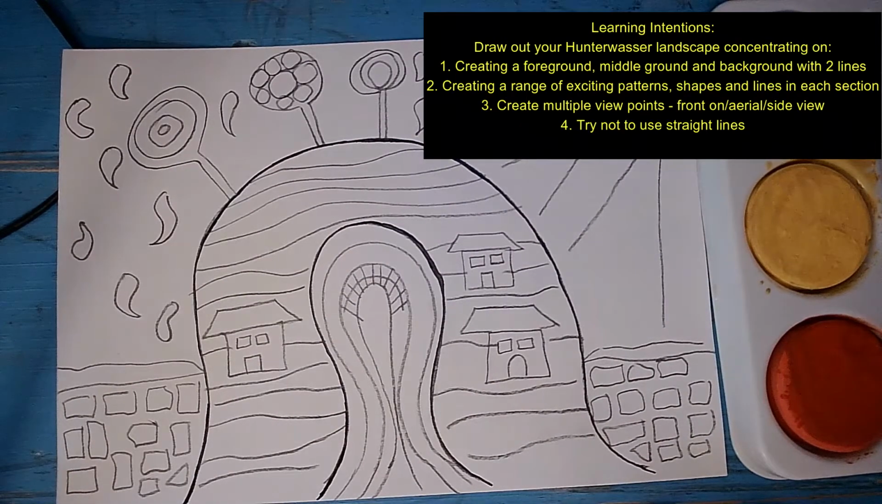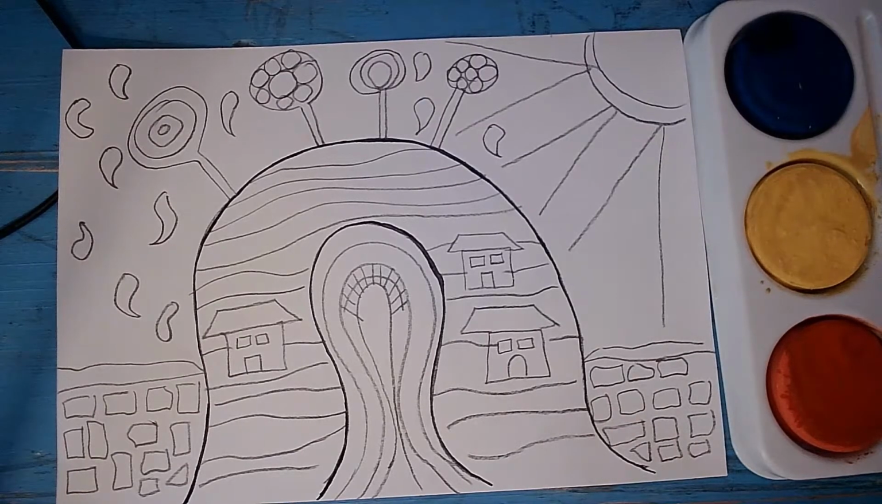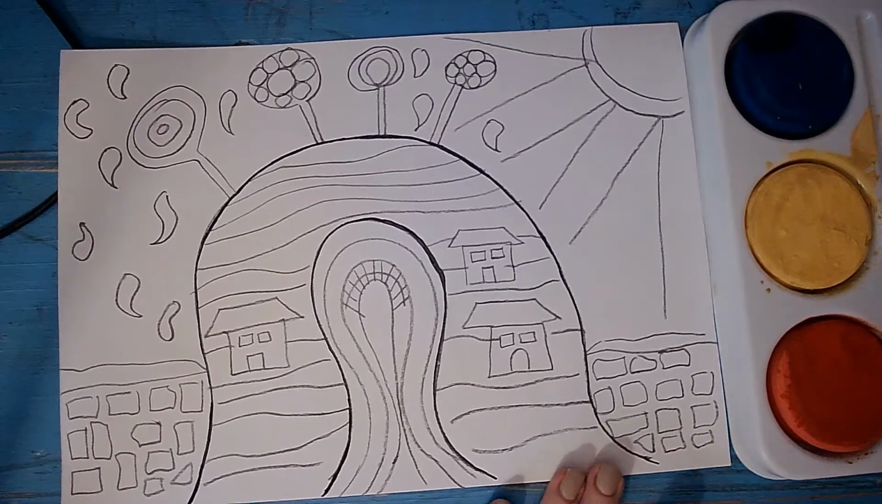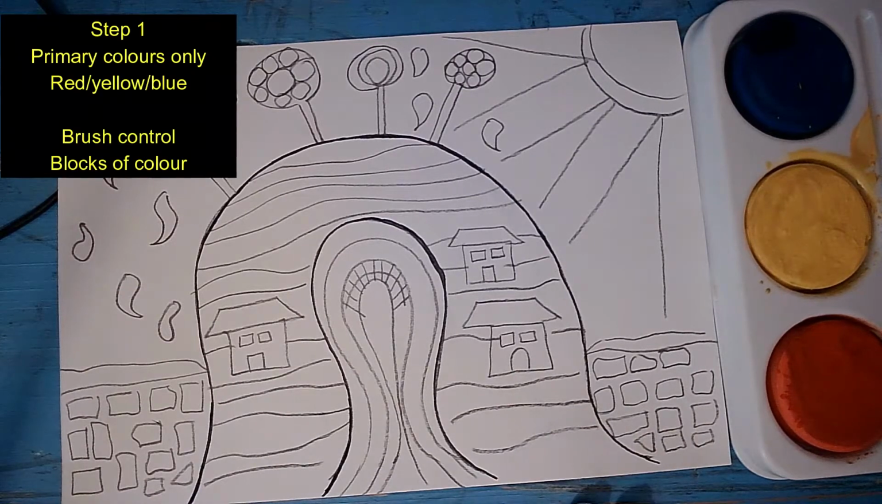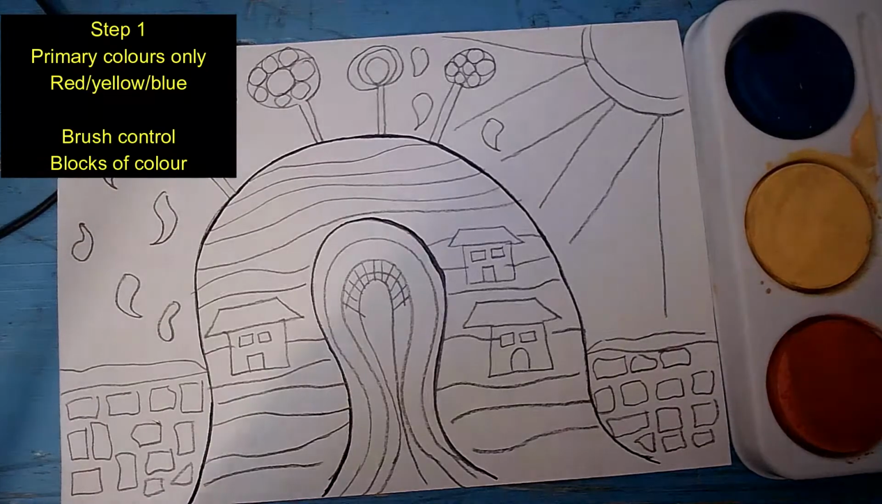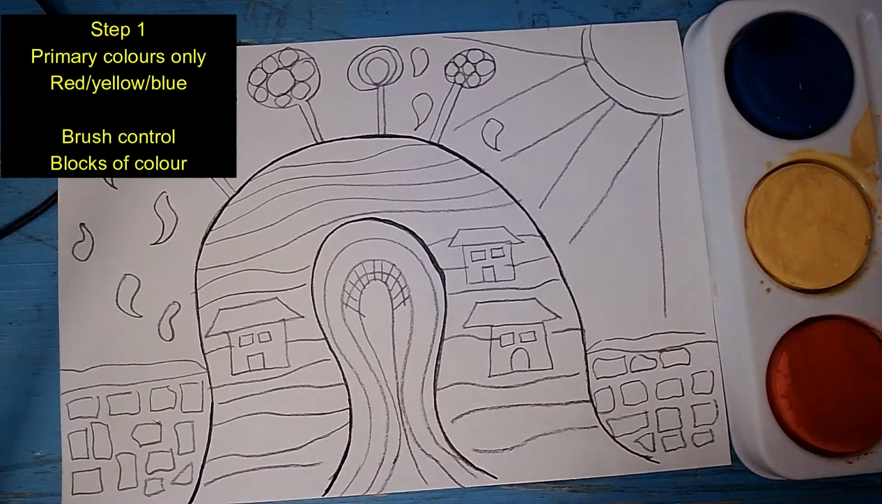So the first thing, there are three different stages to your painting of the Hundertwasser landscape. The first stage of painting we're going to do is focus on a particular set of colours, and we've identified as a class a range of different colours that Hundertwasser used in his landscape paintings. So today we're going to start with the basic primary colours, red, yellow and blue. And what I want you to do is pick out an area that you're going to paint in just solid blocks of primary colours.